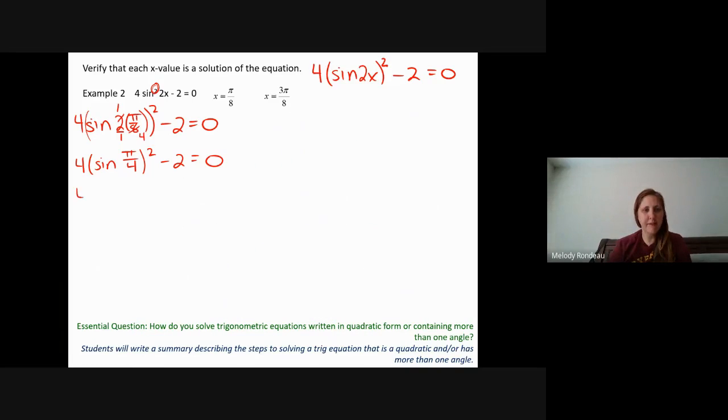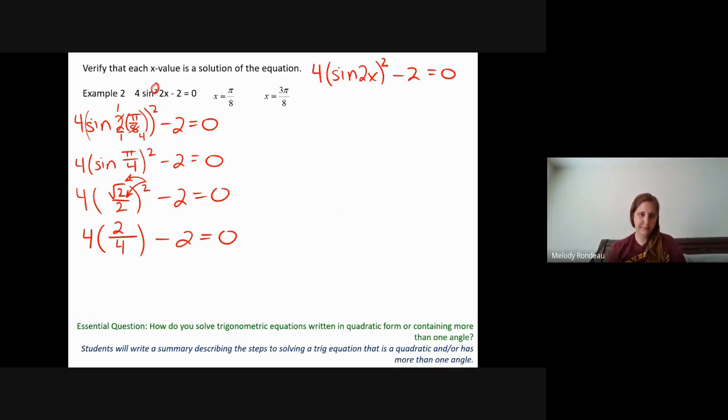Okay, so I have 4. Sine of pi over 4 is root 2 over 2. And then I'm going to square that. Minus 2 equals 0. All right, so when I square it, make sure that we square the numerator and denominator. So I have 4. Square root of 2 squared is 2. 2 squared in the denominator is 4. And then minus 2 equals 0.